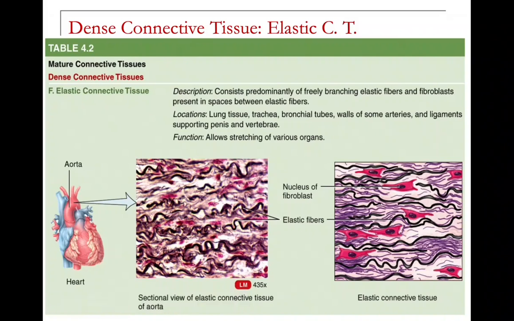Then your elastic connective tissue. You can see you've got these little elastic fibers in there that are kind of scrunched up a bit. That's what allows them to stretch. You'll have this in places like the lung tissue, the trachea, bronchial tubes, some of the arteries and ligaments supporting the pelvis and the vertebrae. It's going to allow for stretch.